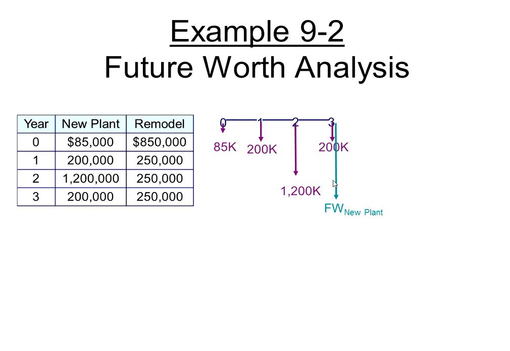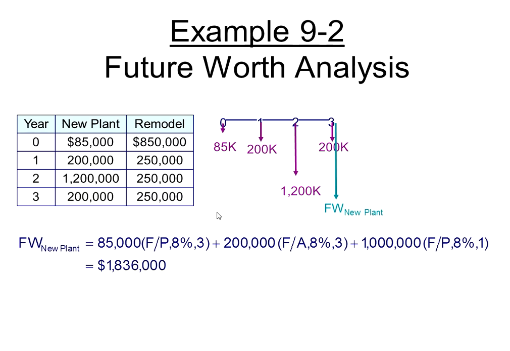And so we want to find the future worth of the new plant and compare it with the remodel. So what we're going to do is, this 200,000 that's in year 3 is already in the future. But the rest of them need to be discounted. For example, the 85,000 is the present with respect to the future. So 85,000 is the present, we want to find the future, F given P, and so here we have F/P as the discount factor. The 8% is the interest rate in this example, and then 3 is the number of years between the present and the future amount.